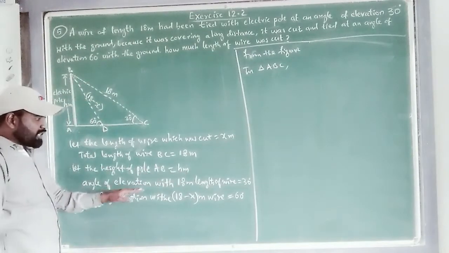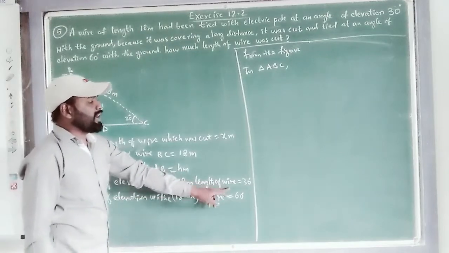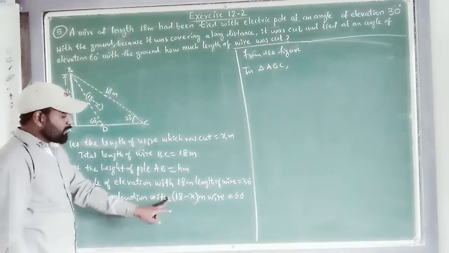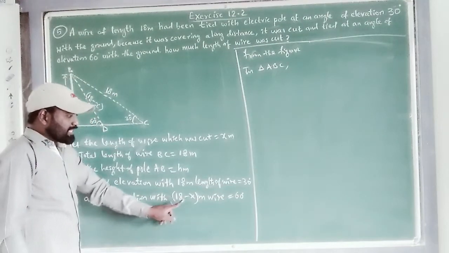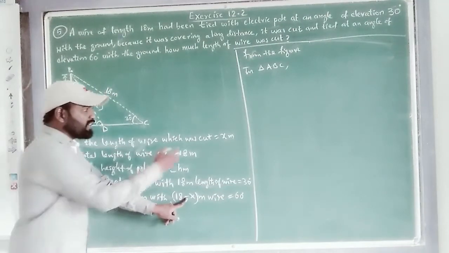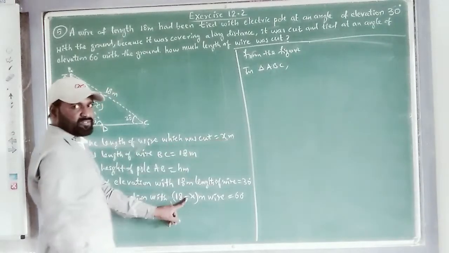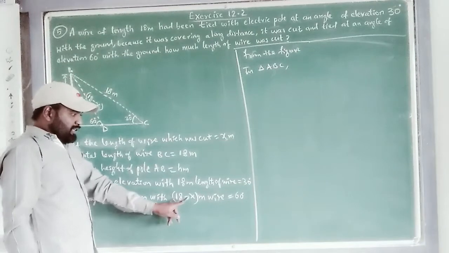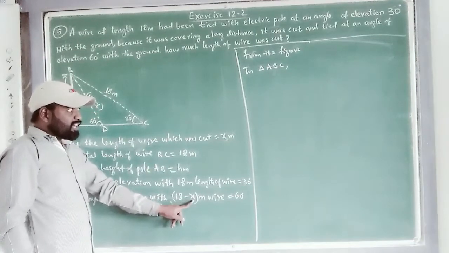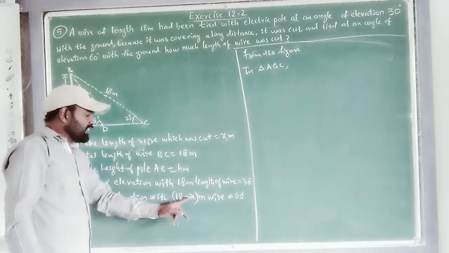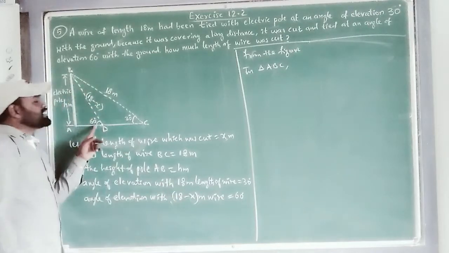Angle of elevation with the 18 meters length of wire is 30 degrees. Angle of elevation with 18 minus x. Why 18 minus x? The part of the wire which was cut, we do not know. So we assumed x meters of wire was cut. By subtracting the length of wire which was cut, the remaining part is 18 minus x meters. With this part, the angle of elevation is 60 degrees.